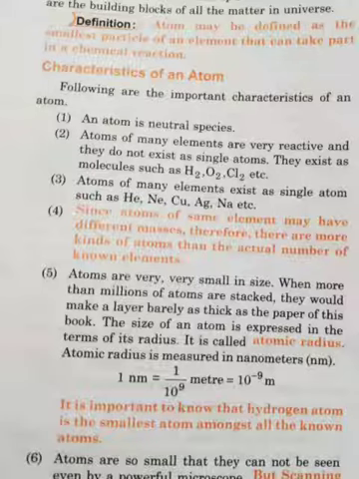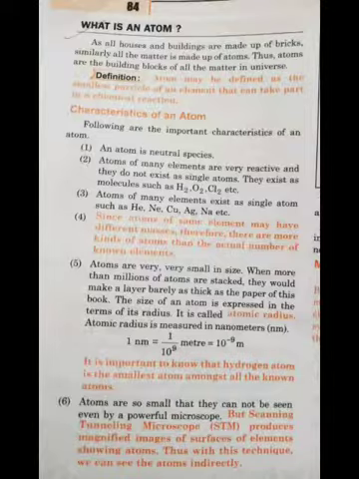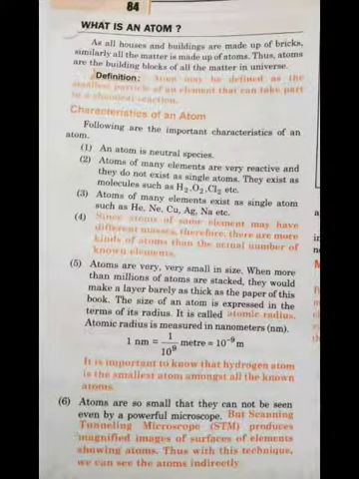Since atoms of the same element can have different masses, the kinds of atoms are more than the actual number of elements known, right? Next, the size of the atom is very small and hydrogen is the smallest atom known. And the last one is that an atom is so small that you cannot even see it using a powerful microscope. So a specialized microscope is designed, that is a scanning tunneling microscope. With this microscope you can just see the surface of the atom, right?